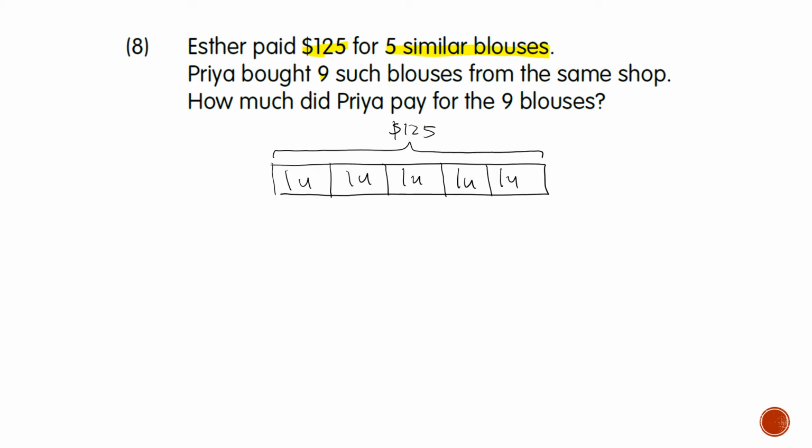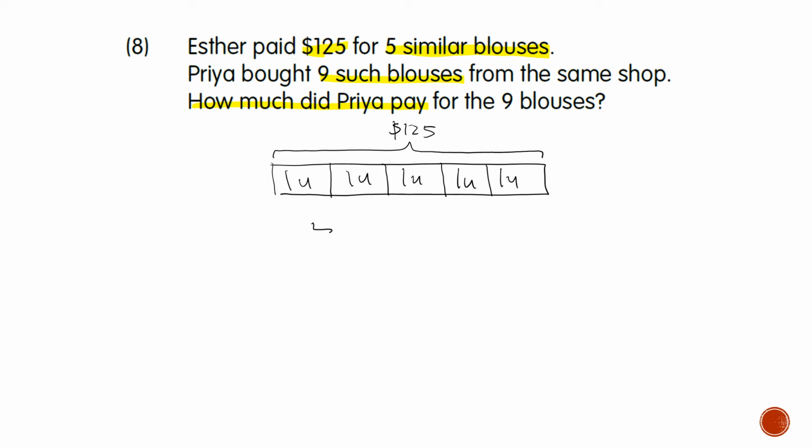Priya bought 9 such blouses from the same shop. So that means the blouses cost the same. They are exactly the same as the ones that Esther bought. Okay, what Priya bought is the same as what Esther bought. So how much did Priya pay? Okay, so this is not that challenging if you actually draw the model. If you didn't draw the model, yes, it can be very challenging. But if you draw the model out, then okay, you will understand.